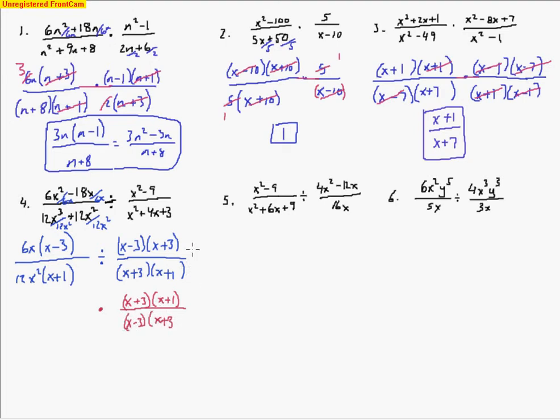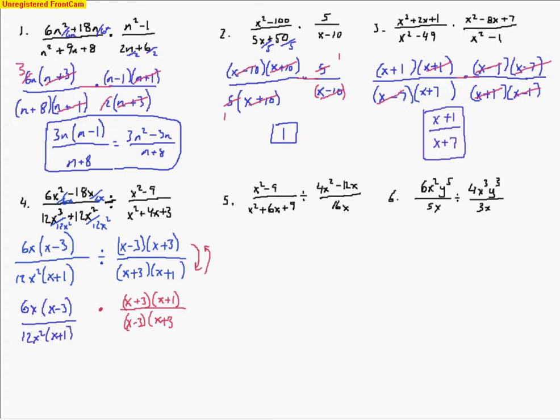So notice, this is what changed. I brought this down below and this up top. That's the only part that changes. And so I'm going to rewrite the rest of the stuff. I've got a 6x, and I've got the x minus 3. Notice this does not change. This stays the same. 12x squared, and I've got the x plus 1.